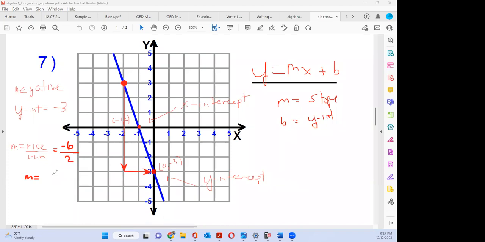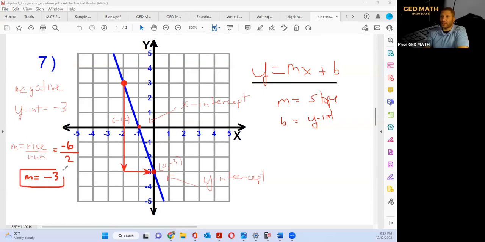-3. So I also saw a lot of people put -3 over 1. That is not right. Remember, anything over 1 is a whole number. So to reduce it to lowest terms, your slope here is -3. Does everybody understand that? Yes.